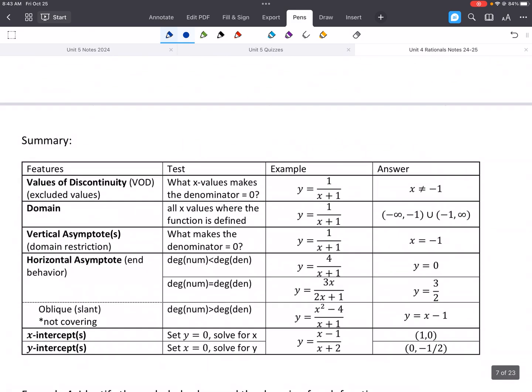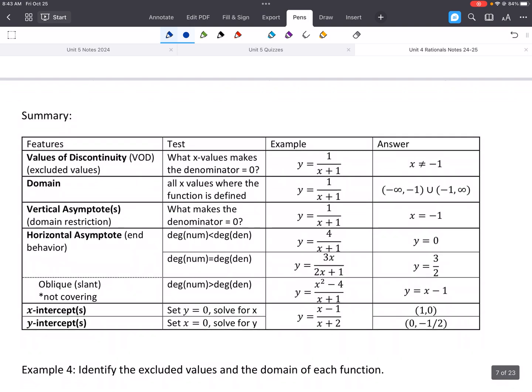All right, so here is a summary of all the things we've covered so far. One of the things we did not cover and we won't be going over is called oblique or slant asymptotes. That just happens when the degree of the numerator is bigger than the degree of the denominator. And then the graphs look something like this. It's kind of crazy like that. So that would be a slant asymptote, but we won't be going over that on your test.